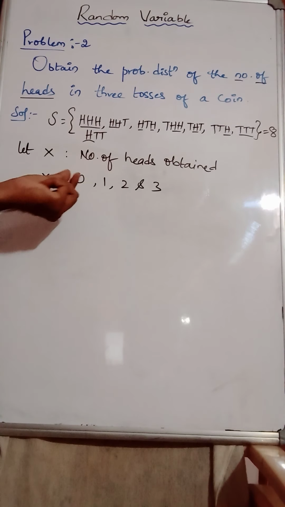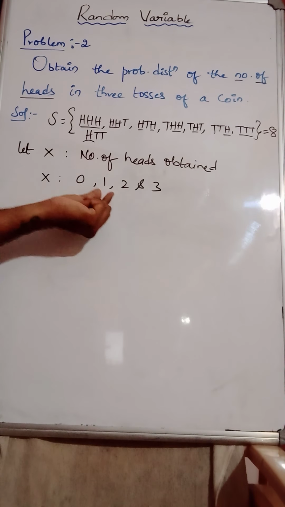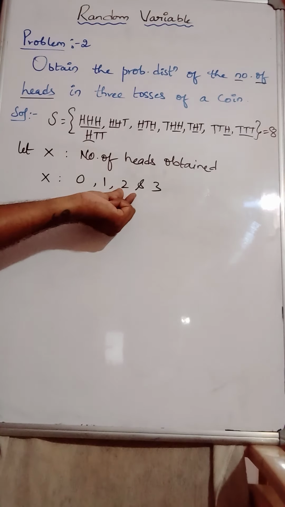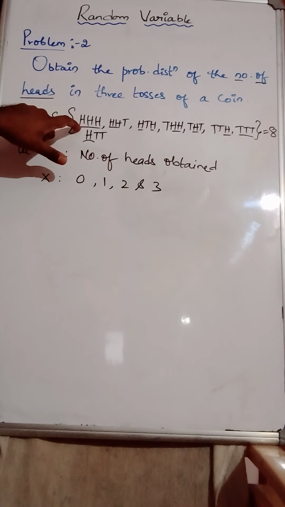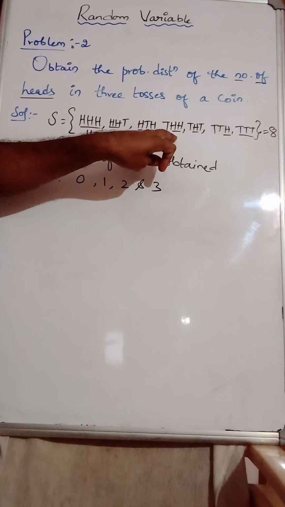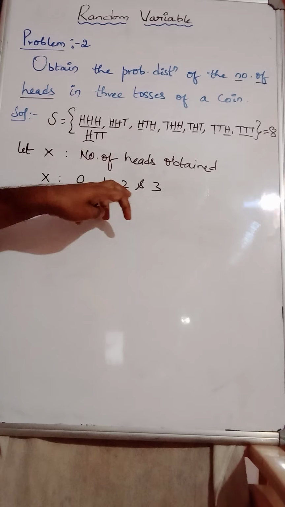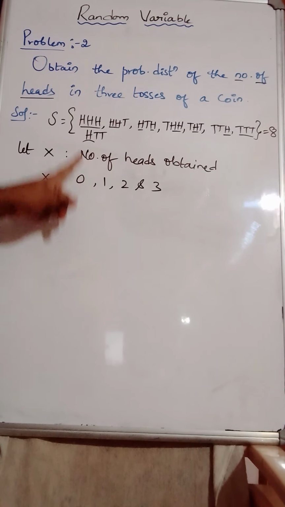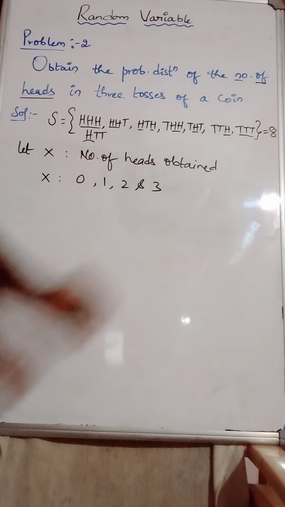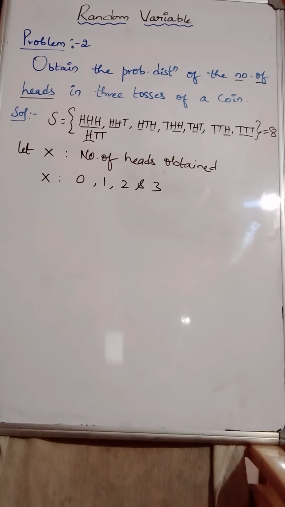These are the real values. 0 is nothing but no heads, 1 is 1 head, 2 is 2 heads, 3 is 3 heads. So those are all the possible ways. For 3 heads, only 1 favorable case. For 2 heads, 3 favorable cases. For 1 head, again 3 favorable cases. For 0 heads, only 1 favorable case, tail, tail, tail. You got my point? Now, these are the real values.